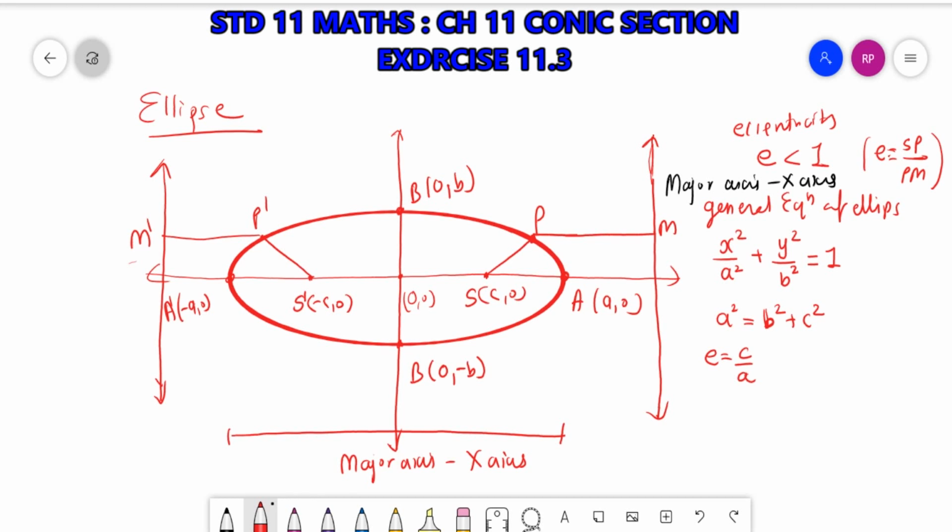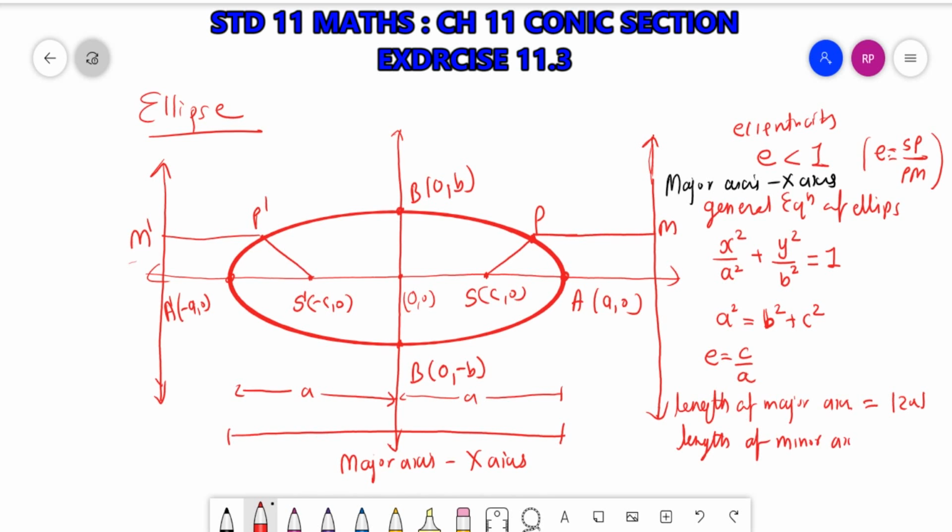Length of major axis is equal to modulus of 2a. In this case, see here, this is a and this is minus a because it is on the negative x-axis, so the length is 2a. Length of minor axis is equal to modulus of 2b. If the question is the length of the semi-major axis, then it will be modulus of a, and for the semi-minor axis, it will be modulus of b. Clear? So first, note down these things: the general equation, a square equal to b square plus c square, eccentricity, length of major axis, and length of minor axis.